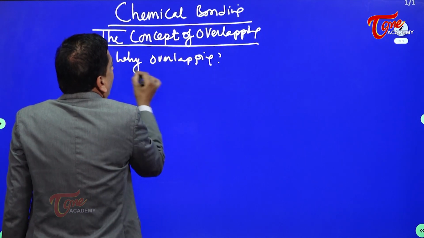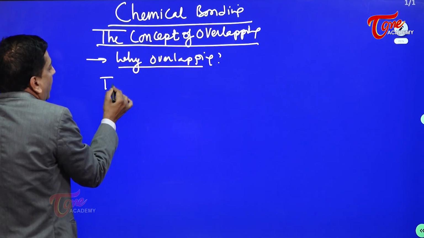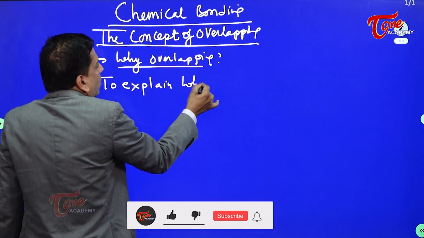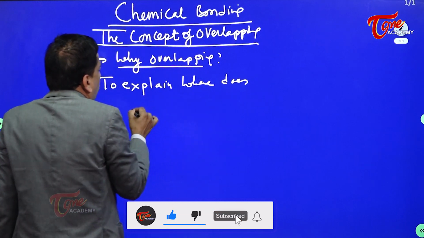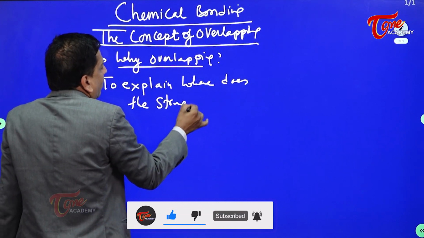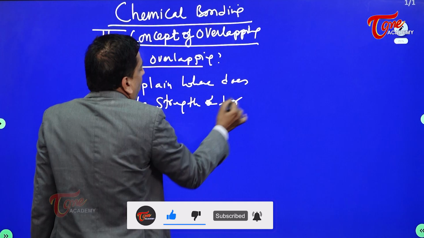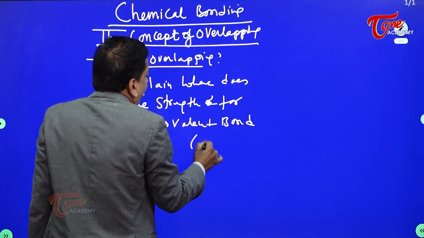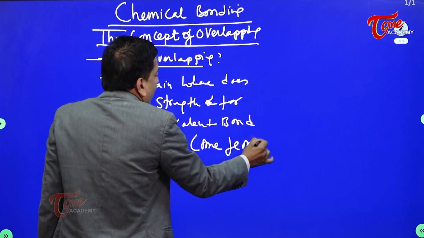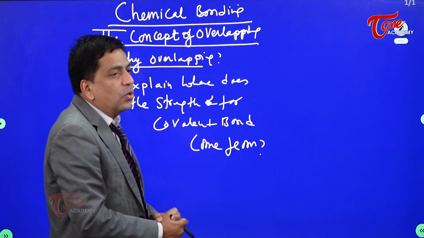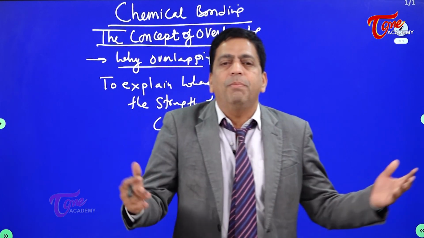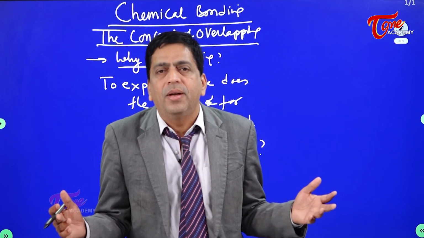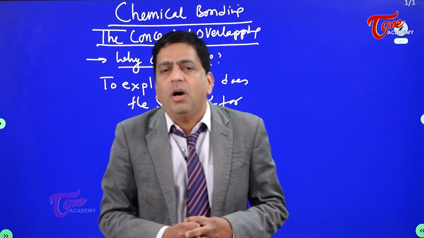Why is overlapping introduced? To explain where the strength for the covalent bond comes from. So why someone is introducing the concept of overlapping, you must be clear. We must be in a position to explain where the strength for the covalent bond is coming from. So for that, I introduced the concept of overlapping.